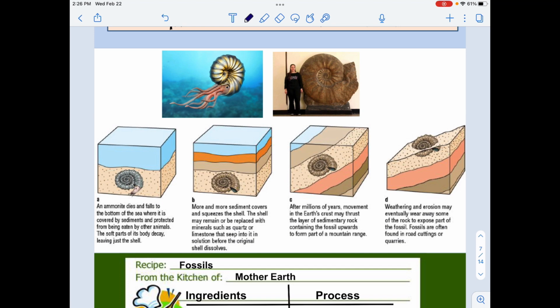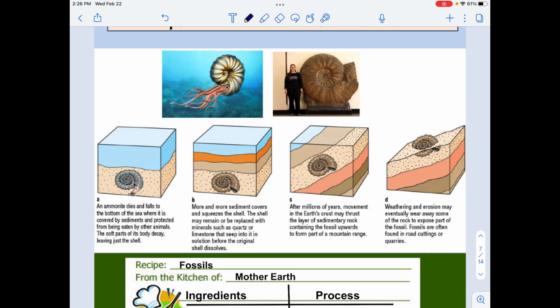Over millions of years, movement in Earth's crust may bring it to the top. Maybe it's no longer buried under an ocean. It's now part of a mountain range, and we find fossils in all kinds of crazy places. One of the absolute best places to find fossils near here is in the Badlands, because that was once like a sea in that area.